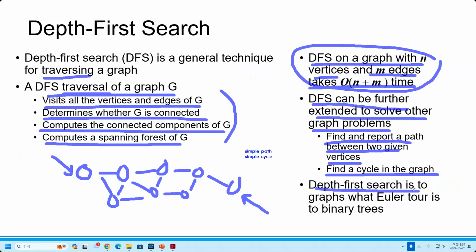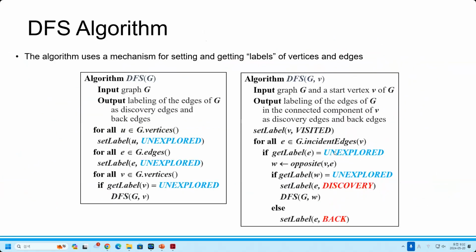The depth first search is to graph what the Euler tour is to a binary tree. If we learn from the rooted tree, there is an Euler tour. We can use the same idea of the Euler tour, but we can make it as a binary tree in the DFS. So this is the algorithm.